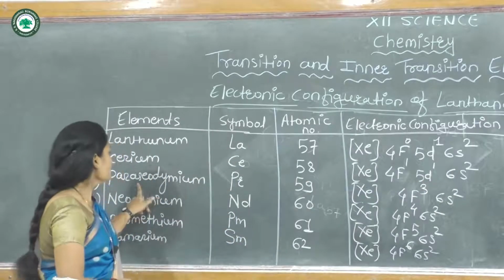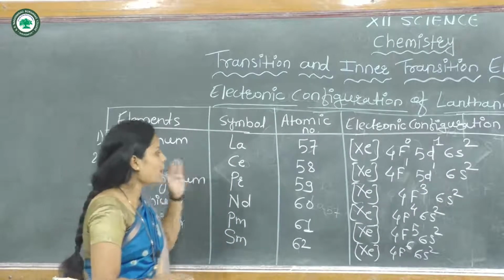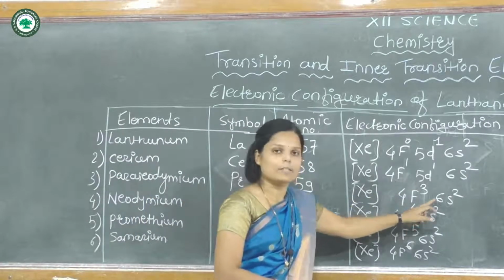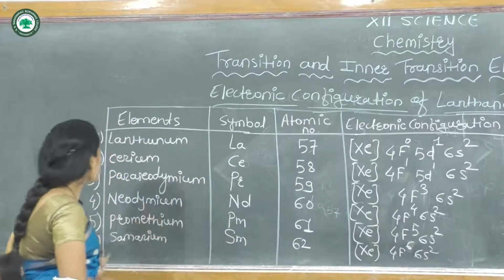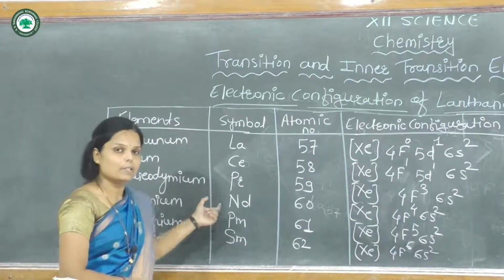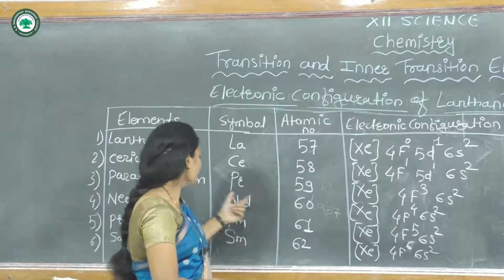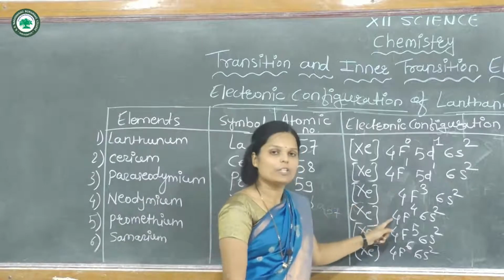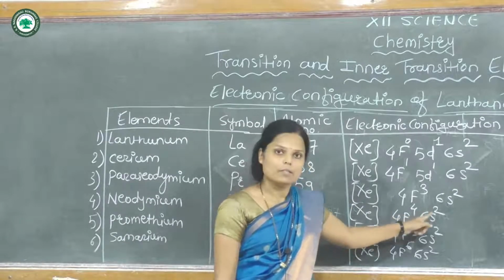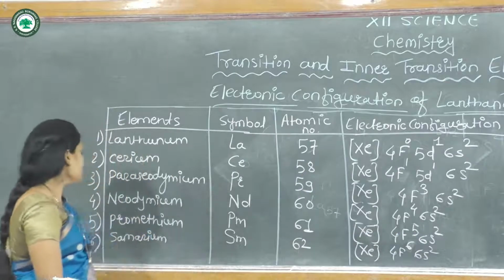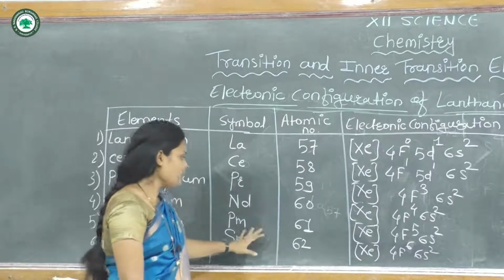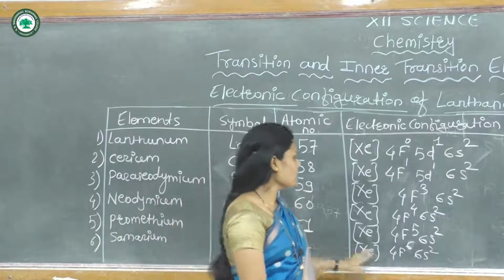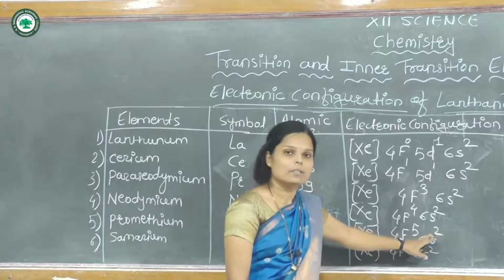Then praseodymium, atomic number 59. Electronic configuration is 4f3, 6s2. The next element is neodymium. Symbol is capital Nd. The atomic number of neodymium is 60 and its electronic configuration is 4f4, 6s2. Then the next element is promethium. Pm is the symbol. The atomic number of promethium is 61. Electronic configuration is 4f5, 6s2.